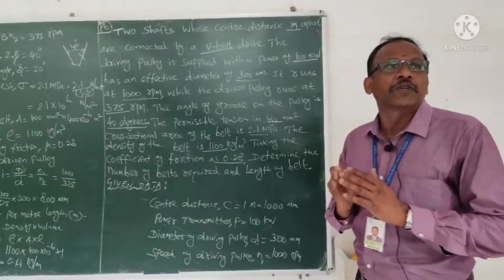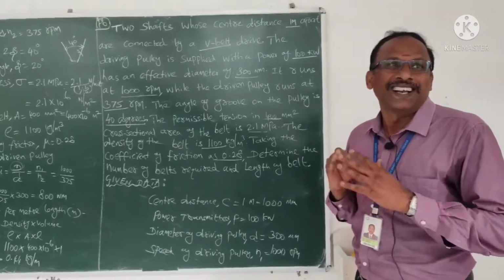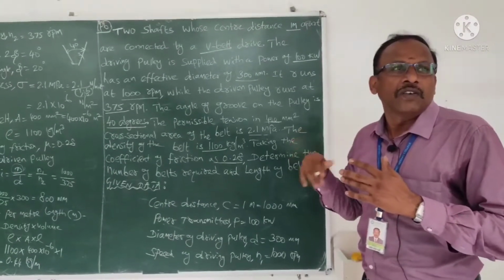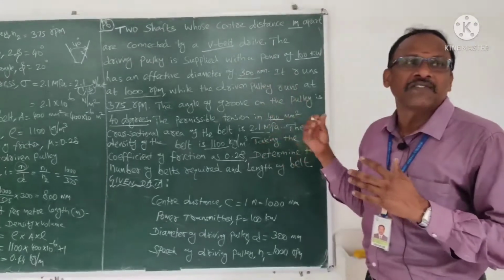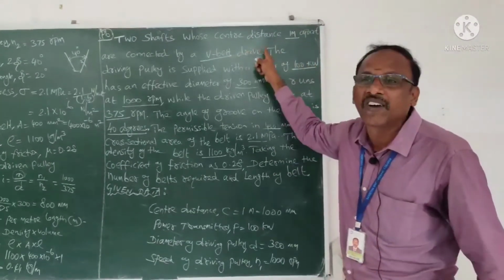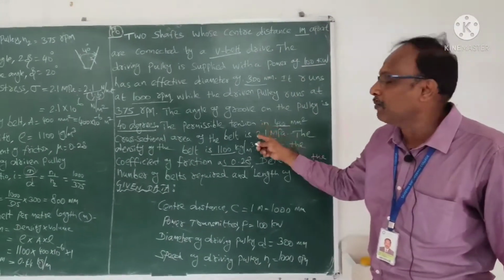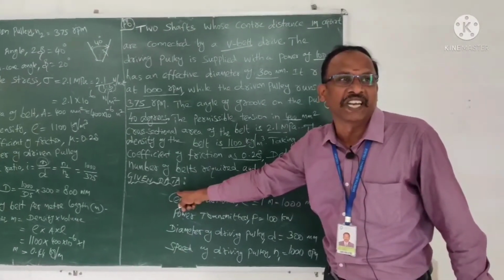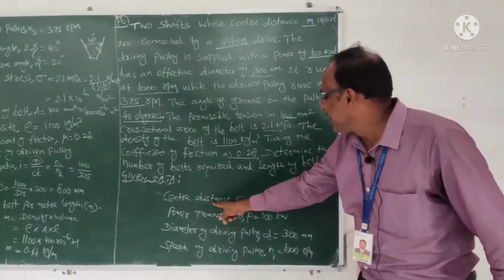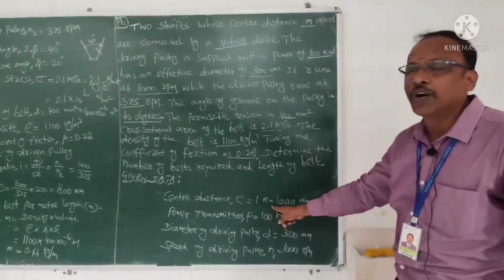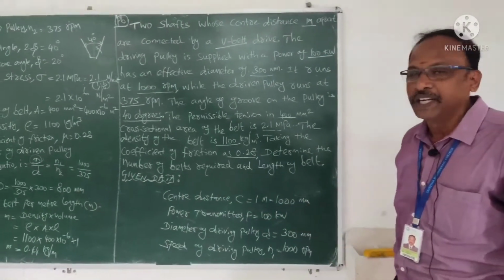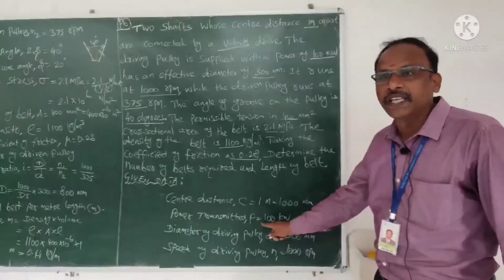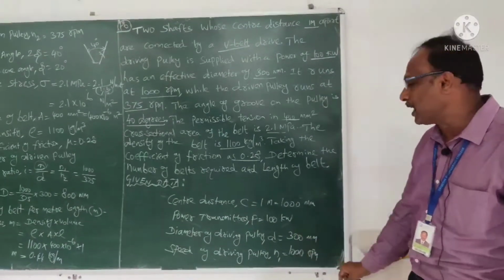So we need to understand the problem clearly. You can read it twice, then we need to underline the numerical values given in the problem. Then we are going to write the data as given data. First thing is, center distance C is given as 1 meter, that is 1000 millimeter. Power transmitted P is given as 100 kilowatt.